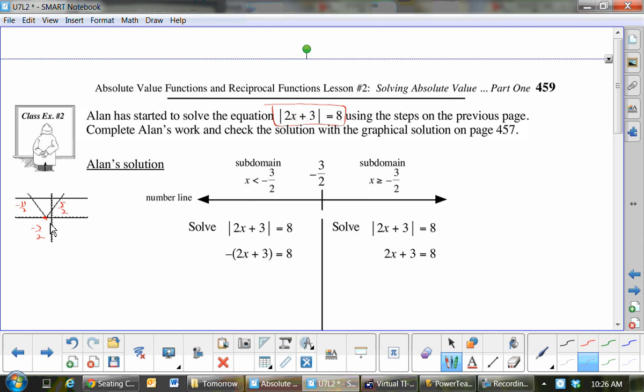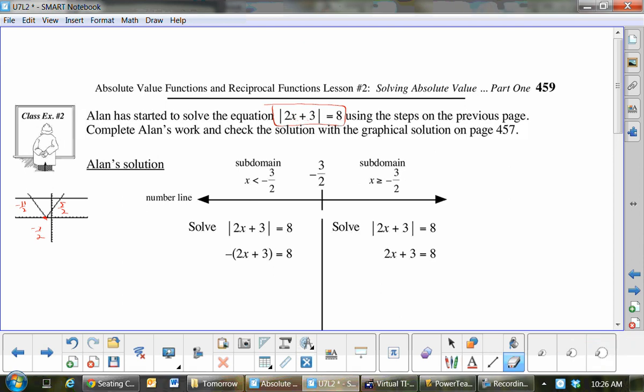Now, if you know what to look for, this is how I would do a multiple choice question. If it asked me what are the answers, I would say negative 11 over 2 and 5 over 2. On to the next one.